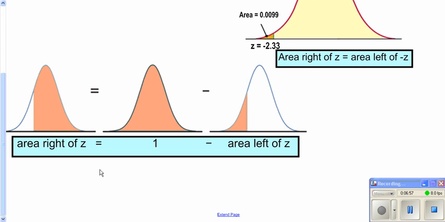For the most part, if you're looking for the area to the right, you take the total area, which is 1, and subtract the area that's to the left. And that tells you the area that's to the right. And your standard normal curve always tells you the area to the left. So whenever you're looking for the area to the right, you always go 1 minus what your table A gives you.